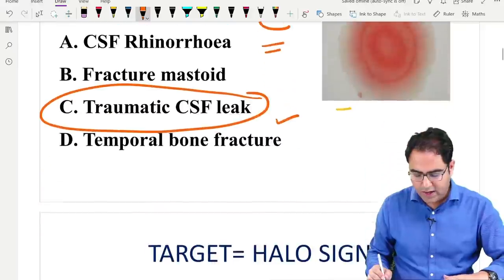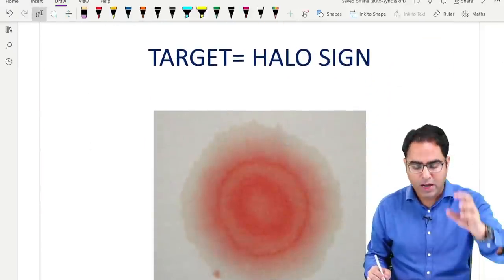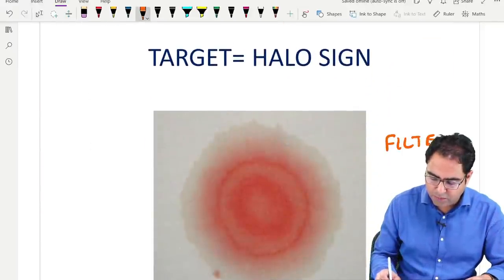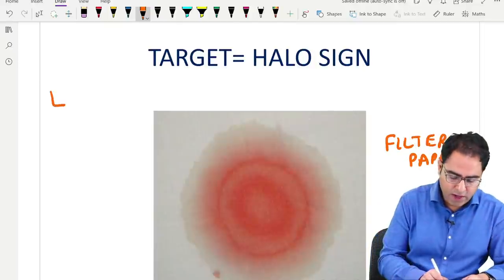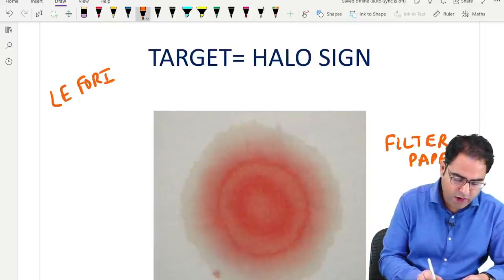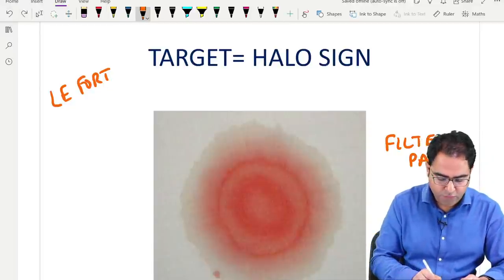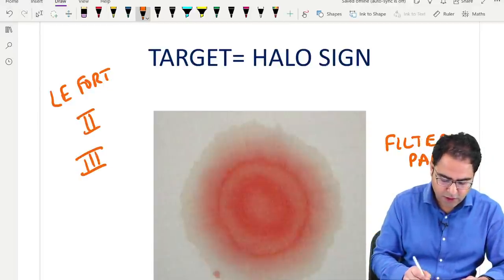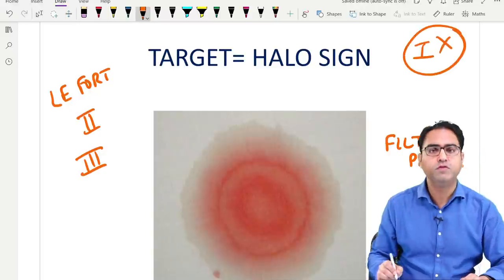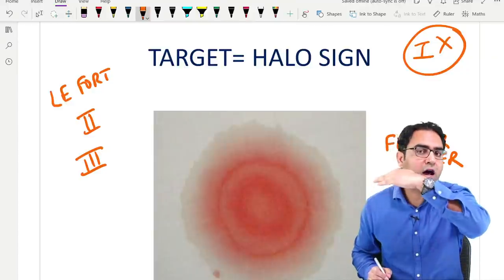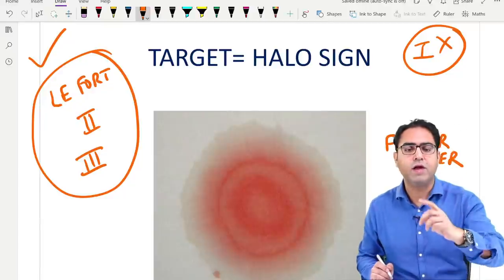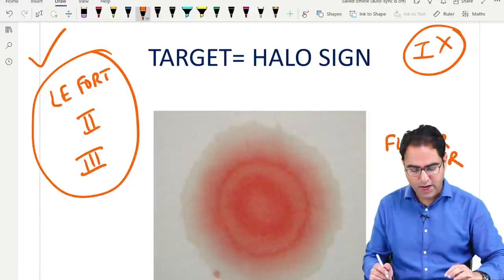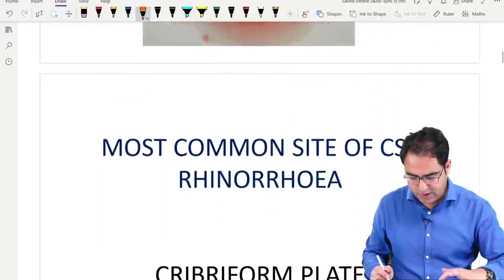Very good. Okay. So this target sign or halo sign or double halo sign is seen on filter paper and it is positive in traumatic CSF leak, my dear friends. In which Le Fort fractures do you see traumatic CSF leak? Le Fort 1 or Le Fort 2 or Le Fort 3, anybody? Le Fort 2 and Le Fort 3 fractures. Le Fort 1 does not lead to CSF rhinorrhea because Le Fort 1 doesn't pass through the skull base. Le Fort 2 and Le Fort 3 are linked with CSF rhinorrhea. Wonderful. Okay? Fine. Chalo, let us go further.